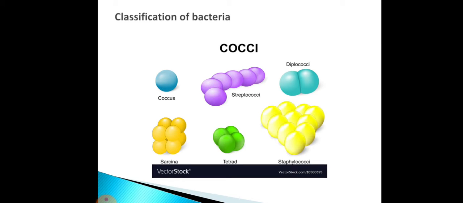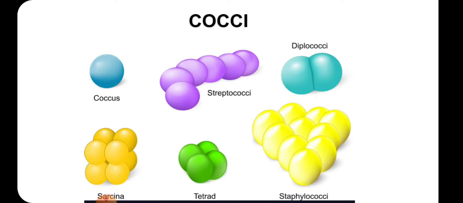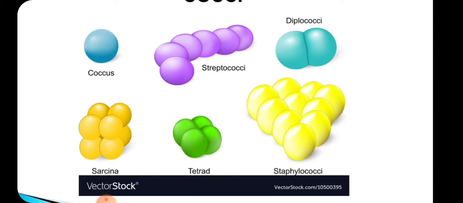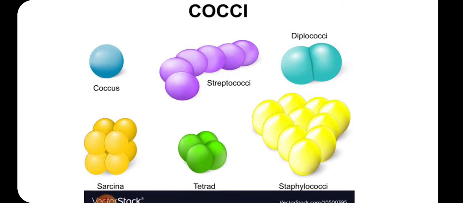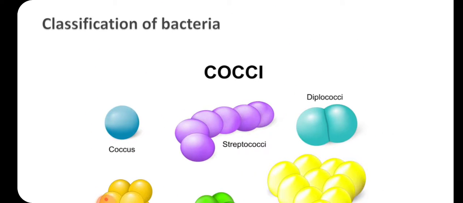Then we will discuss the classification of bacteria. First of all, cocci. You can see the diagram of cocci here. The single one is the coccus. If they are present in a chain of many, that is streptococci. If cocci are 2, that is diplococci. Then staphylococci, tetrad, and then sarcina. These are the examples of the cocci.